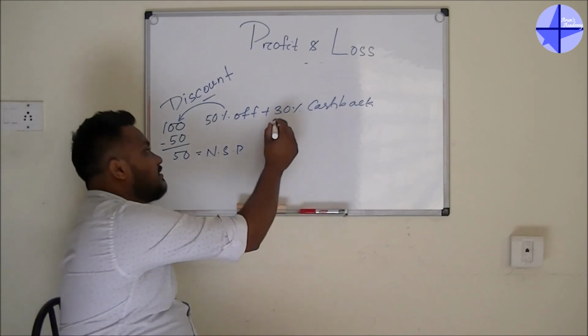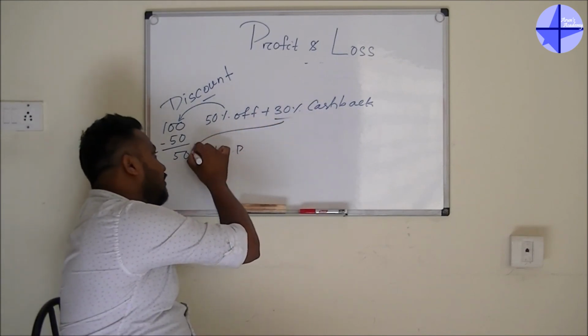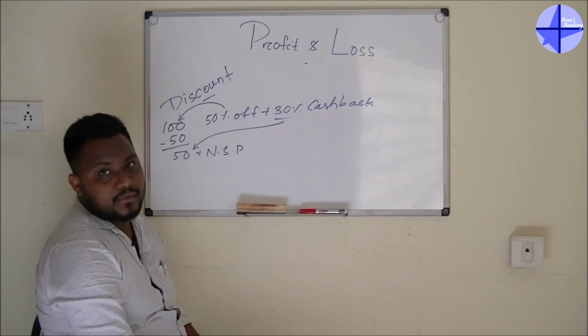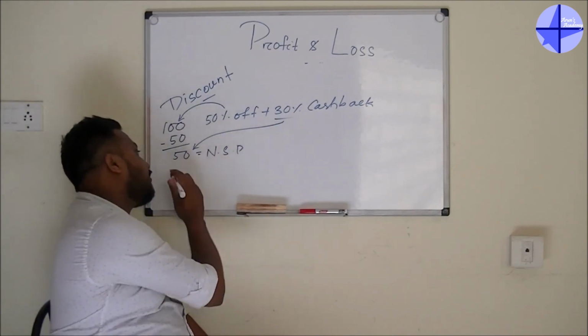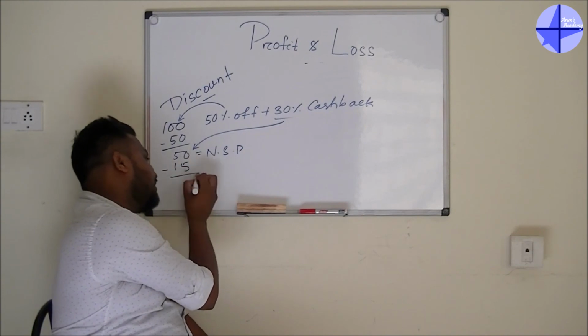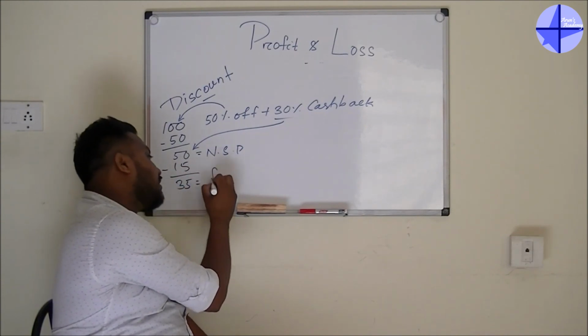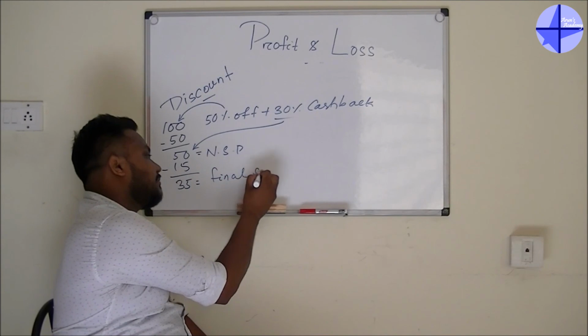After that, the next one is 30%. This 30% will be calculated on 50. So 30% of 50 will be 15. Again, you have to minus. Answer will be 35. This one is your final selling price.